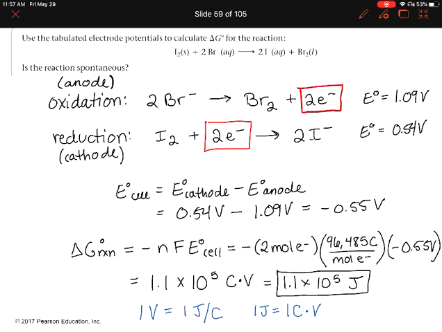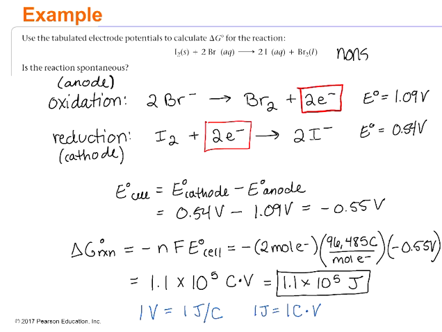Okay, so we already concluded that this was a non-spontaneous reaction, so the reverse reaction would actually be spontaneous. And that does kind of make sense with our potential values. Bromine has a pretty high positive value, so it would prefer to be reduced, not oxidized. And iodine has a lower positive value, so relative to bromine, it would prefer to be oxidized.